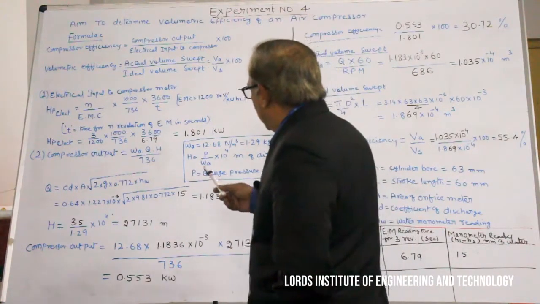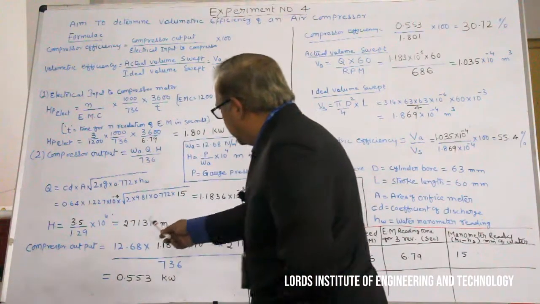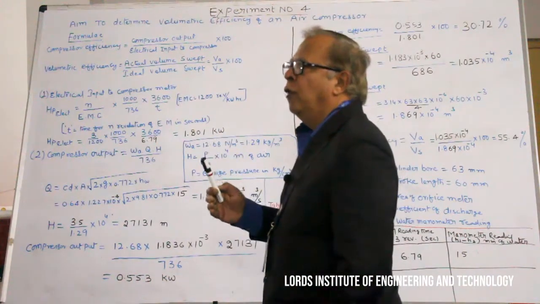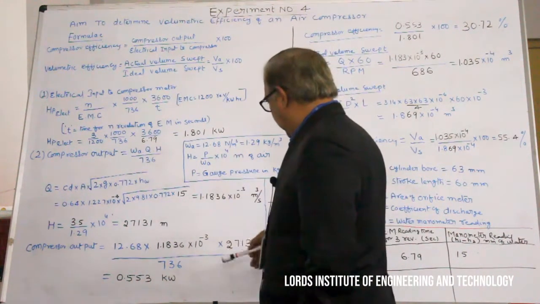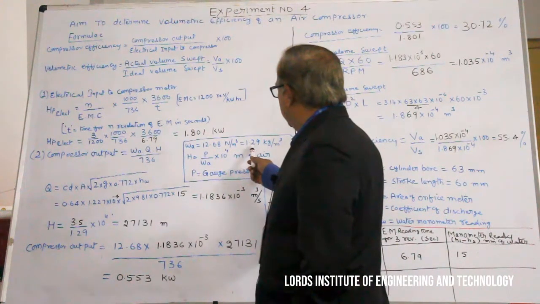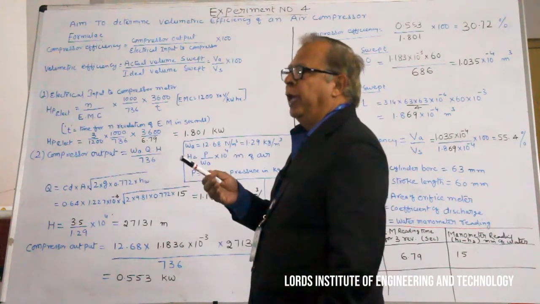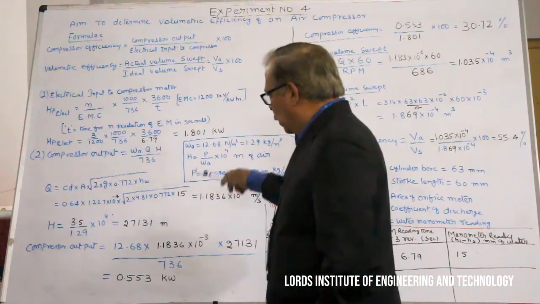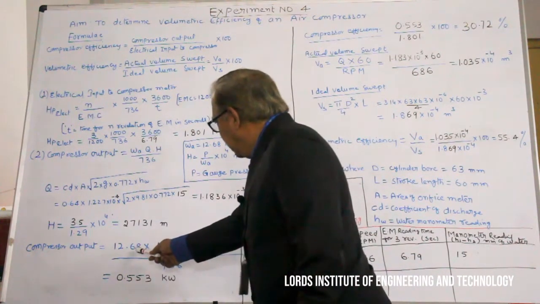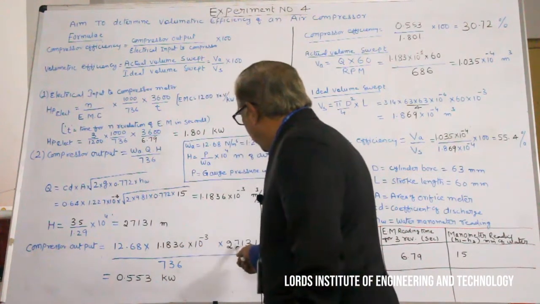Now we are substituting this value. For the compressor output, this is 12.68. I have to use the value in newton per cubic meter, because I am calculating it in watts, so I am not using kg per cubic meter. The density of air I am using in newtons per cubic meter in this formula. So 12.68 into the flow rate into head.